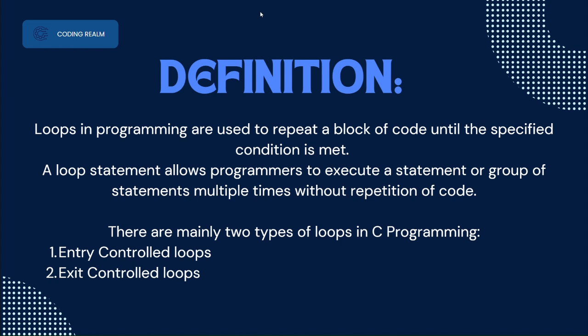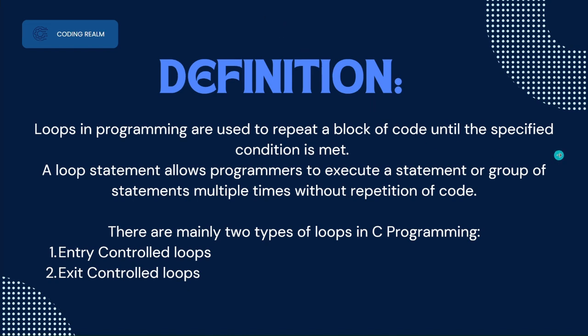Second type is the exit-controlled loop. In the exit-controlled loop, the test condition is evaluated at the end of the loop body. The loop body will execute at least once. The do while loop is the exit-controlled loop.